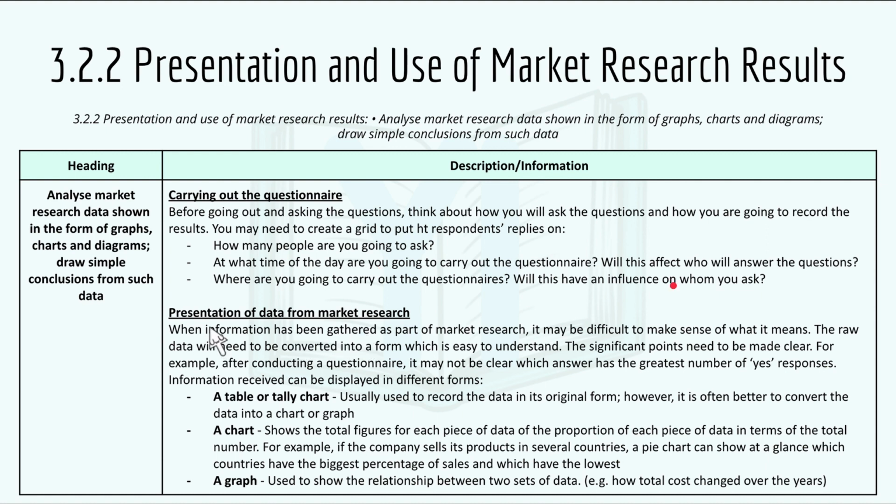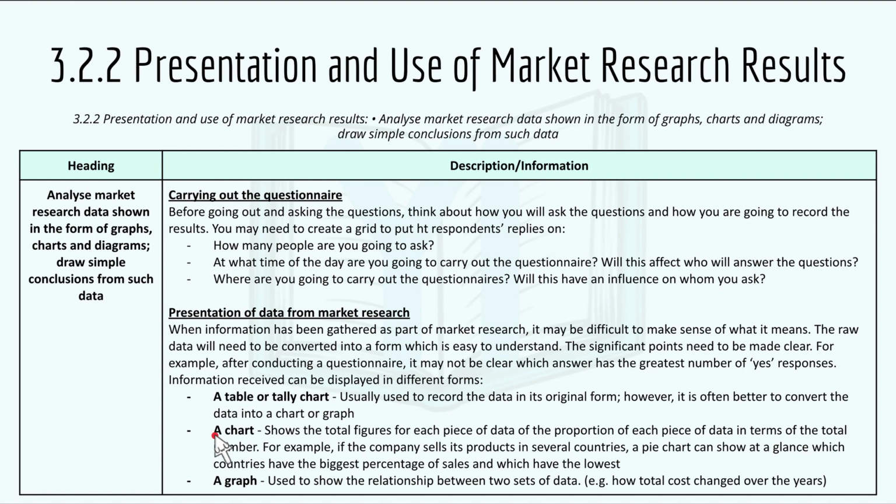And here's presentation of data from market research. When information has been gathered as part of the market research, it may be difficult to make sense of what it means, and the raw data will need to be processed or converted into a form easily understood. The information received can be displayed in different forms. Number 1, a table or a tally chart, usually to record the data in its original form.